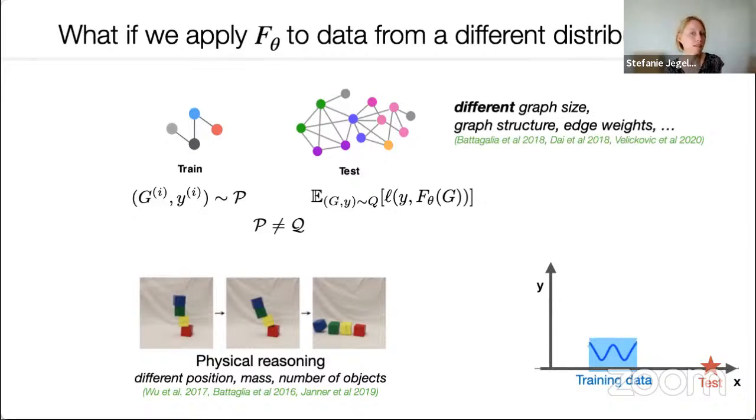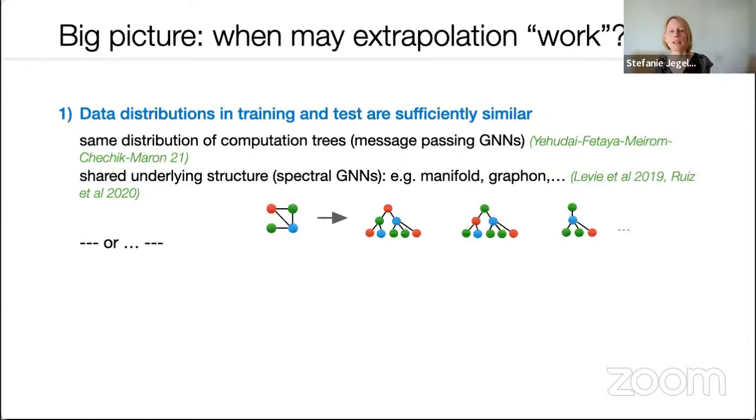So under what conditions may this actually work? As a big picture, there are at least two main conditions under which this could at least potentially work. The first one is that the training and test data distributions appear different, but they are actually not so different from the model's perspective. So for example, for the message passing graph neural network, what it actually sees about the graph are these computation trees, the local neighborhood trees. So if the small and the large graph have the same distribution of these trees, then what the neural network sees looks pretty much the same.